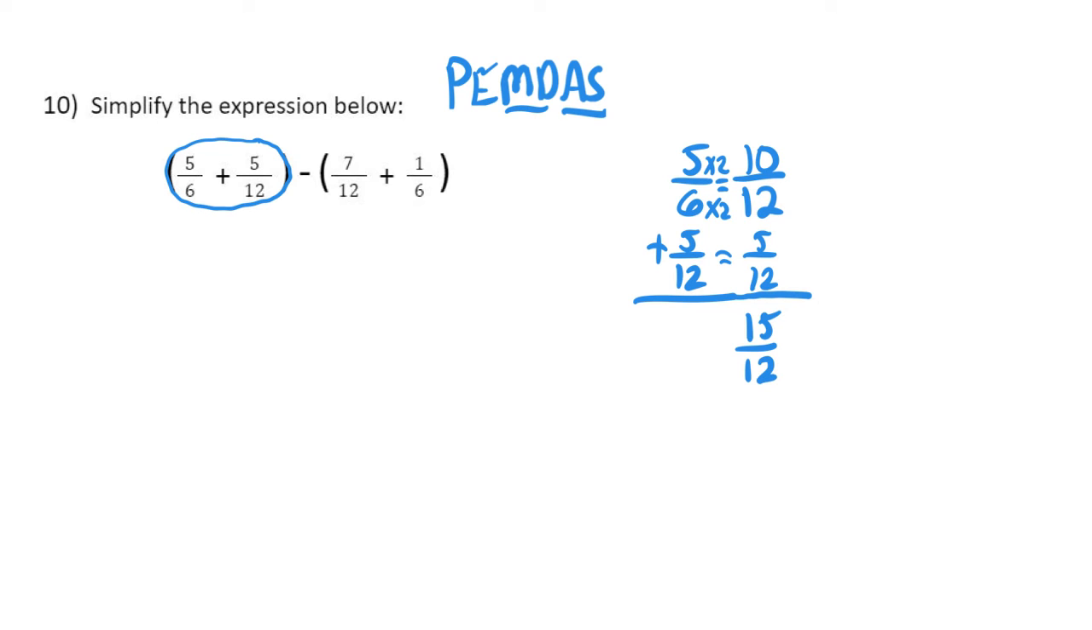Now, I know that that's an improper fraction, but I'm not done with this problem. So I'm going to go ahead and leave that improper fraction. We don't worry about those improper fractions or simplifying until the very end of the problem. So go ahead and just replace your circle. We've got 15/12ths minus parentheses 7/12ths plus 1/6 parentheses.